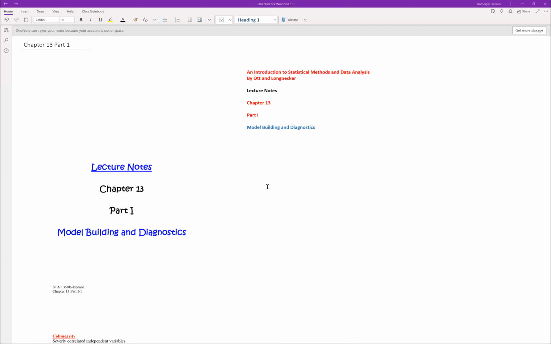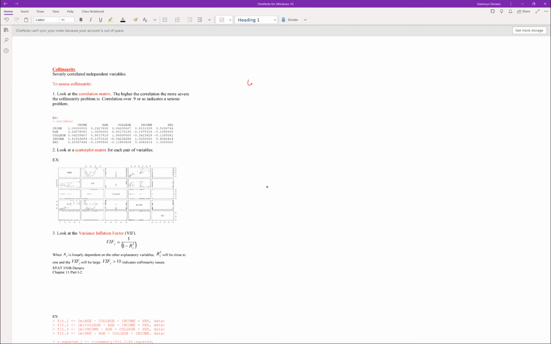One thing you're going to want to check for when you build your regression model is that your independent variables are not severely correlated with one another. So we're going to assess the collinearity. To do this, we first look at a correlation matrix and see if any of the correlations are above around 0.9, because this would tell us that we're having serious problems with collinearity.